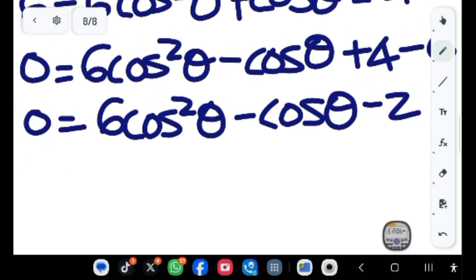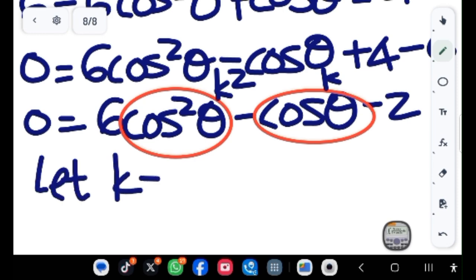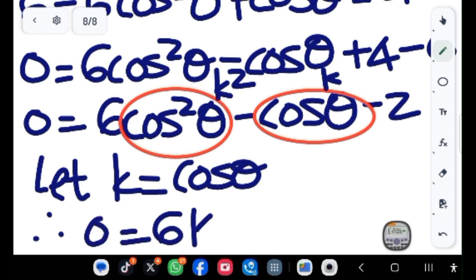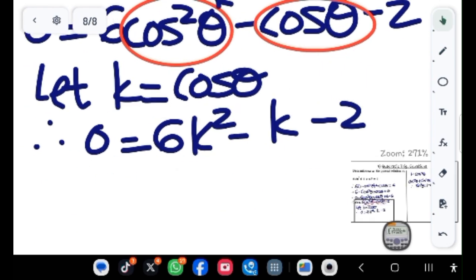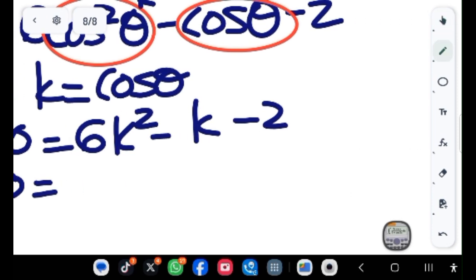Notice if you let cos of theta equal k, it will make your life so much easier. So that will be k squared and k. If you let k equal cos of theta, therefore we have 6k squared minus k. So what you do is you replace where you see cos by k. Now this is a quadratic equation that's so much easier to factorize.